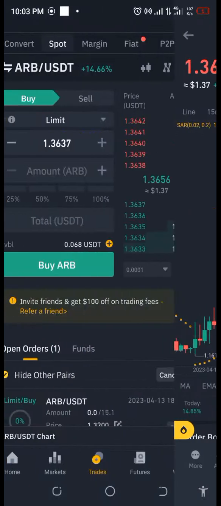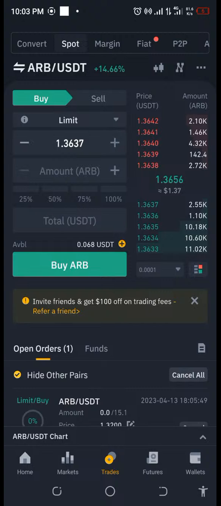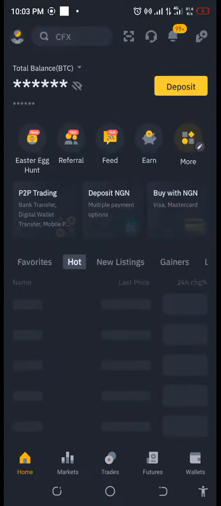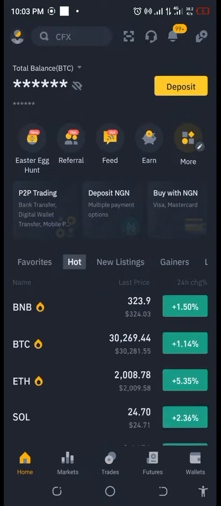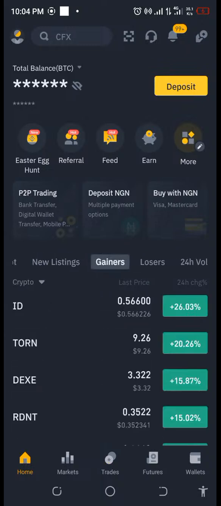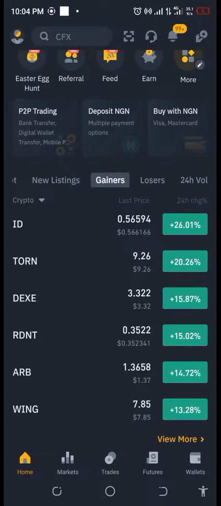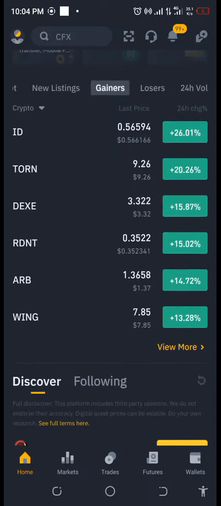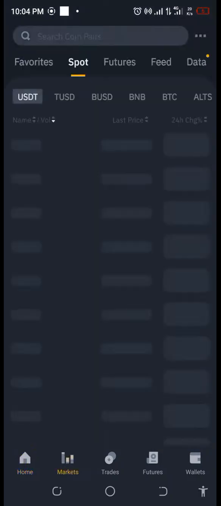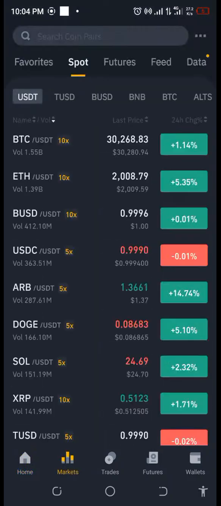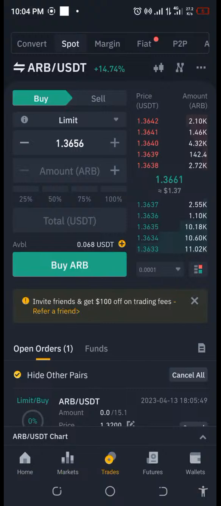So I'm hoping that my decision is right. I'm just going to check again. Let's look under gainers to see whether it's also there. It's under new listings, but let's just be sure that it's also under gainers. Okay, is it on the gainers? Should I go with this? Okay, ARB is on the gainers. Okay, let's try this. Let's go ahead and just buy outrightly, and then we'll set a sell limit.